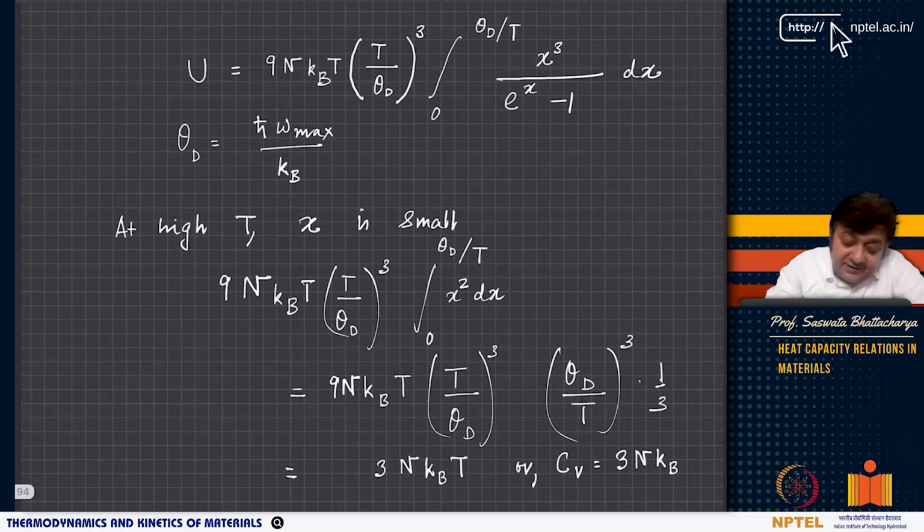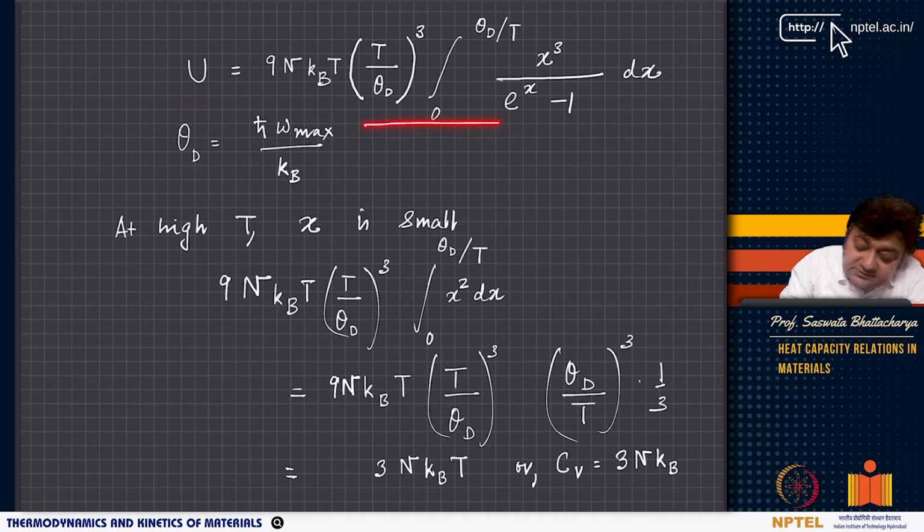Now, after some manipulation, and actually Debye showed it in a very different way, you can derive this expression in several ways using statistical mechanical tools, which we are not dealing with currently. But I want to tell you that the result you get is U equals 9 N kB T times T by theta D whole cube, integral from 0 to theta D by T of x cube by e to the power x minus 1 dx.